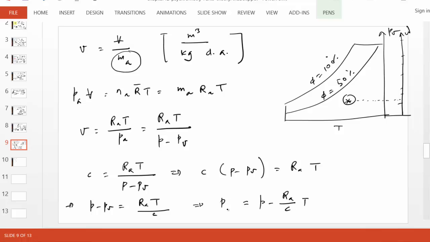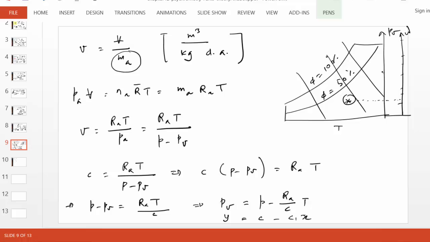P_V is our y-axis; where we place it doesn't matter. So it's like y equals a constant minus another constant times temperature, where temperature is our x-axis and P_V is our y-axis. Y equals mx plus c, and you can see the slope is negative. So you can convince yourself from what I have done here that a constant specific volume line will have a negative slope. They will look something like this in this diagram, for each constant value.